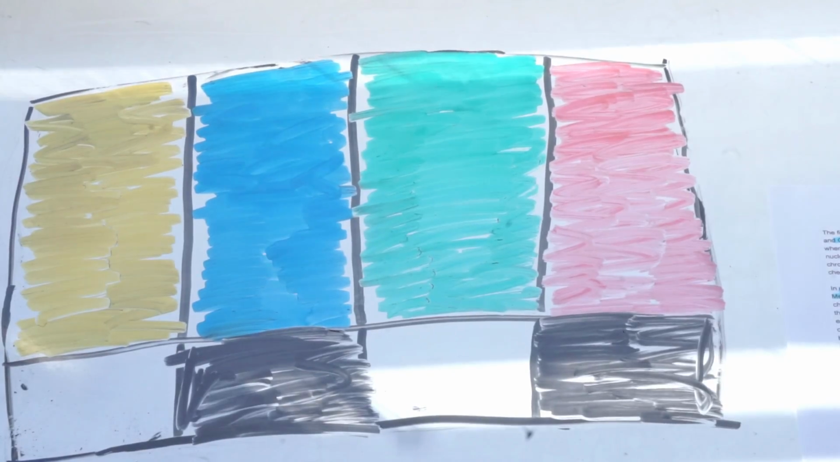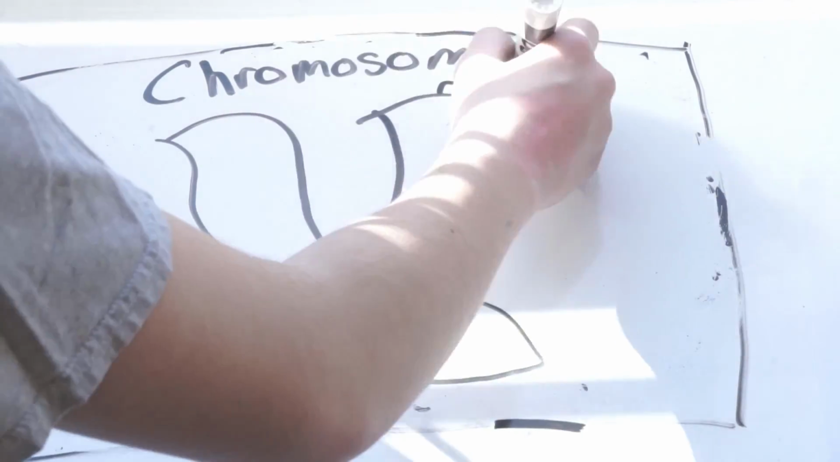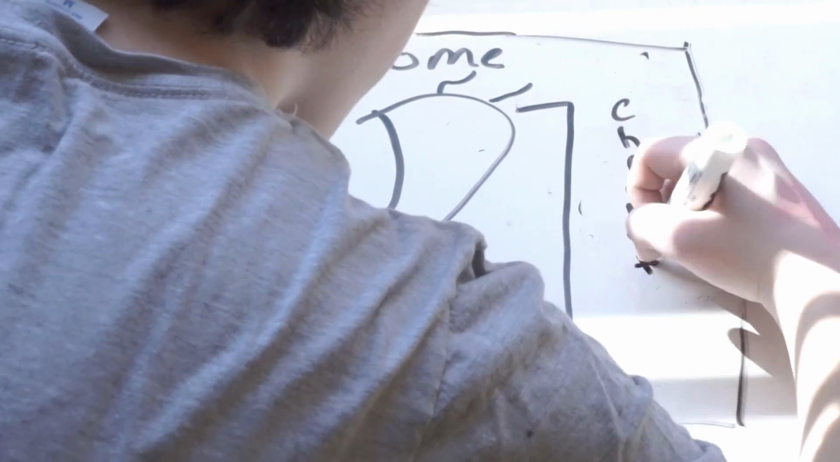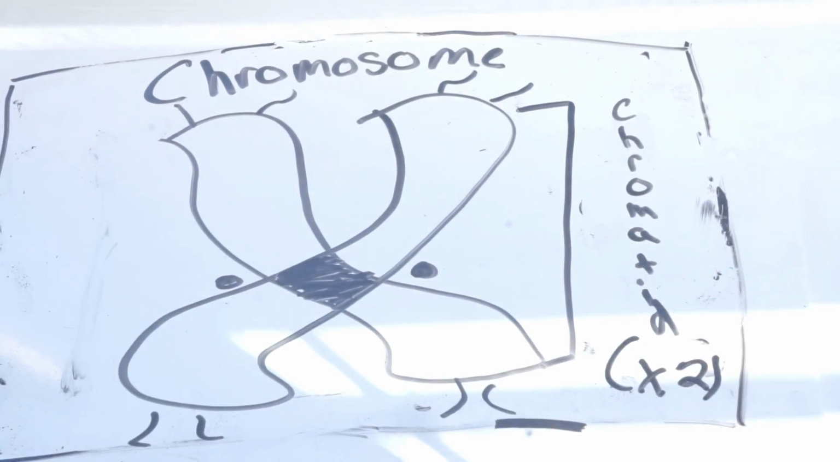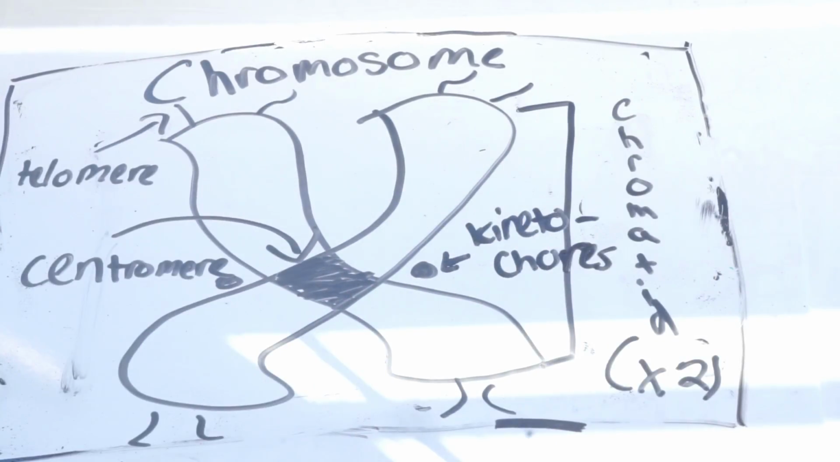Now before I go any further, let me break down the parts of a chromosome. A chromosome is made up of two chromatids, which have telomeres at each end. These two chromatids are connected by a centromere, and on both sides of the centromere are the kinetochores, the part of the chromosome the spindle fiber is attached to. Now back to your regularly scheduled programs.